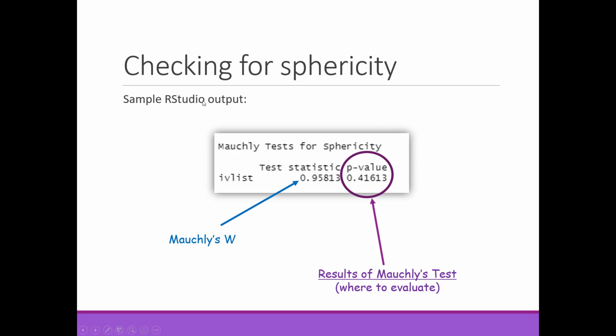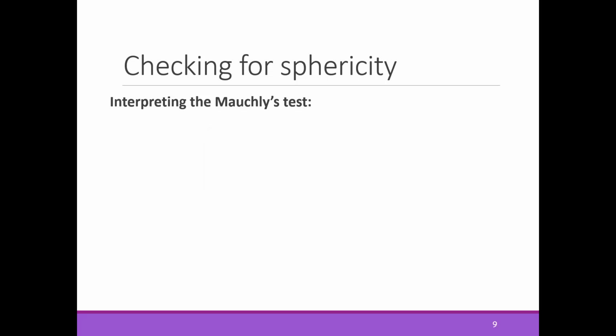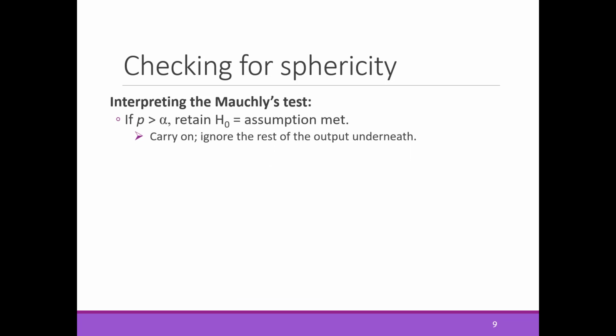Essentially, when you get Mauchly's test, look at the p-value, and that will tell you what to do. In this case, the p-value is greater than 0.05, and so we would retain the null hypothesis, or fail to reject the null hypothesis, and we can assume that there is sphericity, and there's nothing that you have to do. Hooray! So again, if the p-value is greater than alpha, then you retain the null hypothesis, and you have met the assumption of sphericity. You can carry on and do nothing extra with the output that appears underneath Mauchly's test in R Studio.